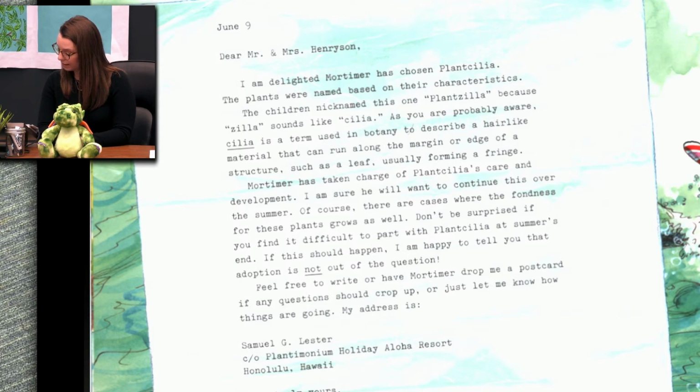My address is. So this letter seems to have a couple different purposes. The first paragraph is giving us a lot of information about Plant Cilia, but it's also encouraging the family to write back. It says, please feel free to write or have Mortimer drop me a postcard if any questions should crop up. So, different purpose, and our author, Mr. Lester, had to think about the purpose of his letter before he actually wrote it.